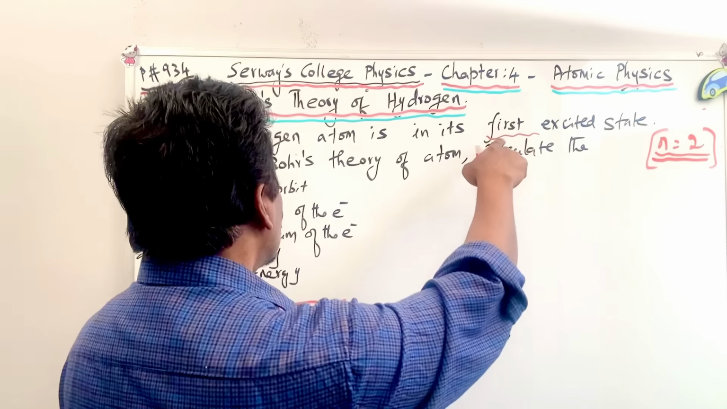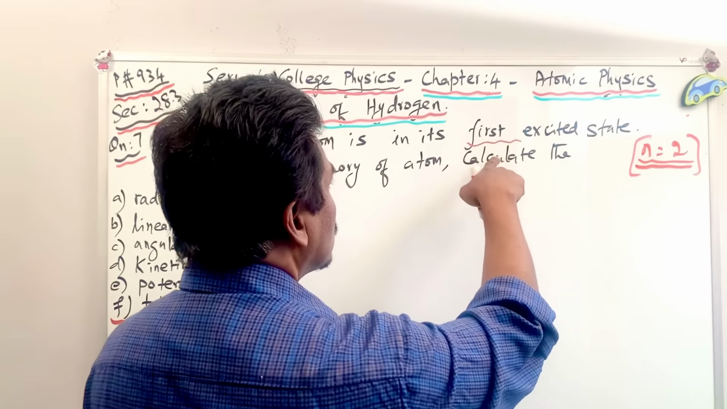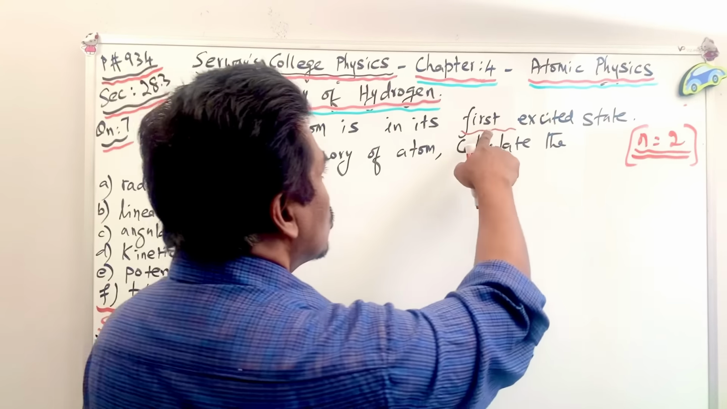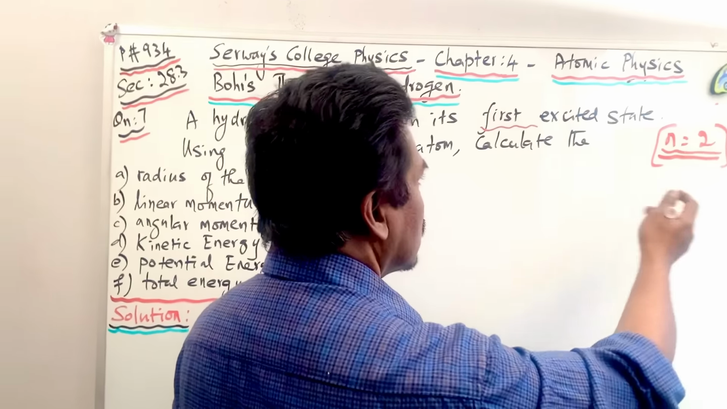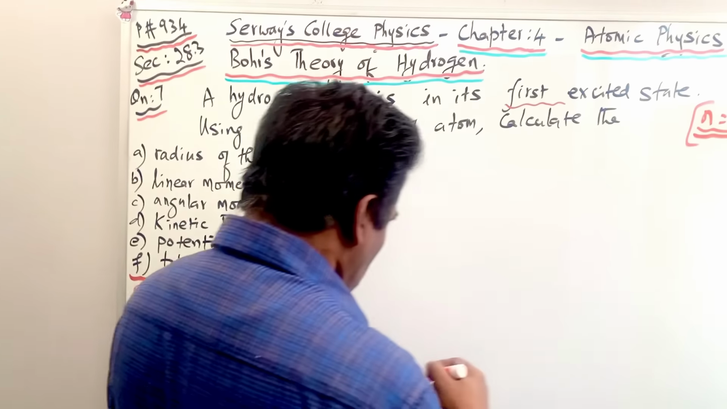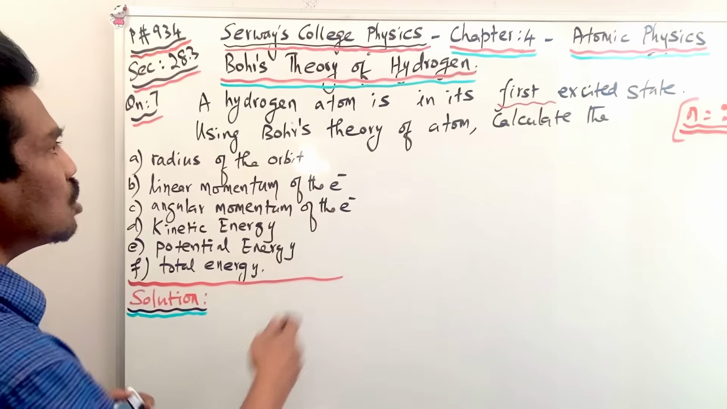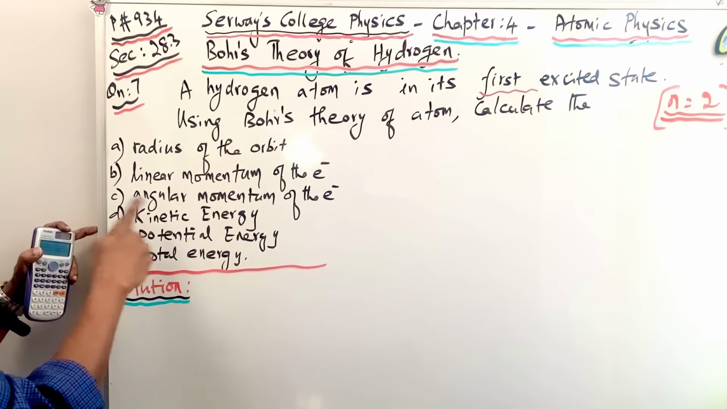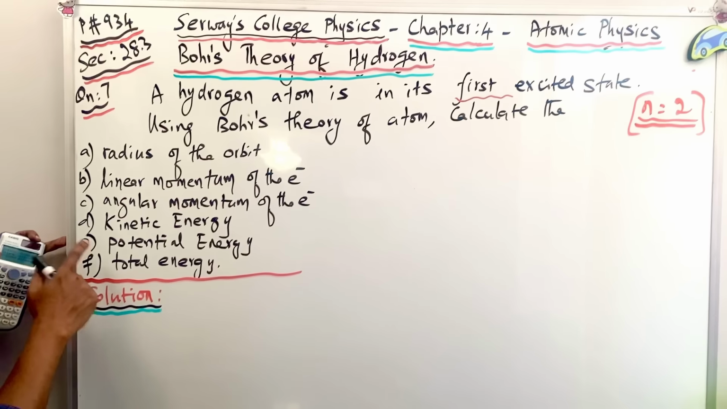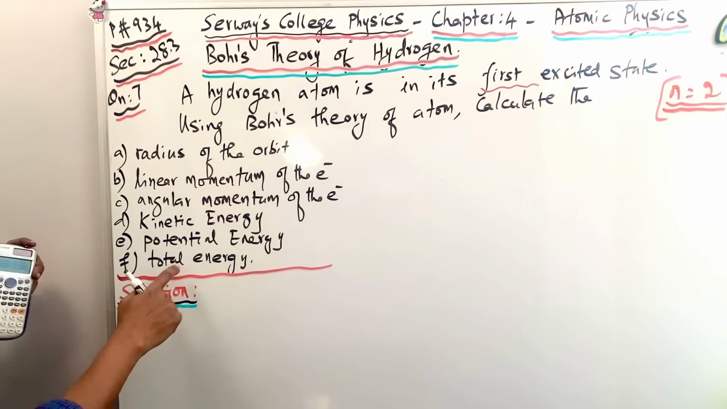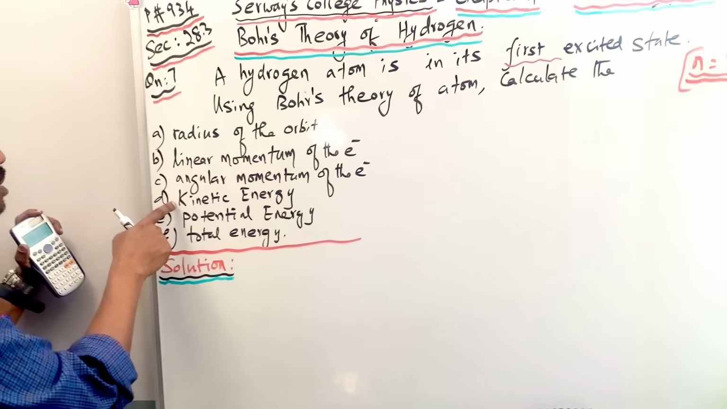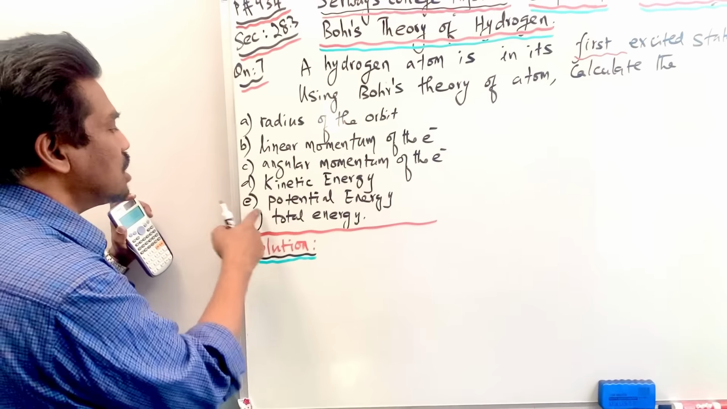If it is n equal to 1, it will be the ground state. The next one is first, second, like that. So first excited state means the orbit will be number 2, the second orbit. Using Bohr's theory, calculate the radius of the orbit, linear momentum of the electron, angular momentum of the electron, kinetic energy, potential energy, total energy. Total energy is nothing other than the sum of the kinetic energy and potential energy.